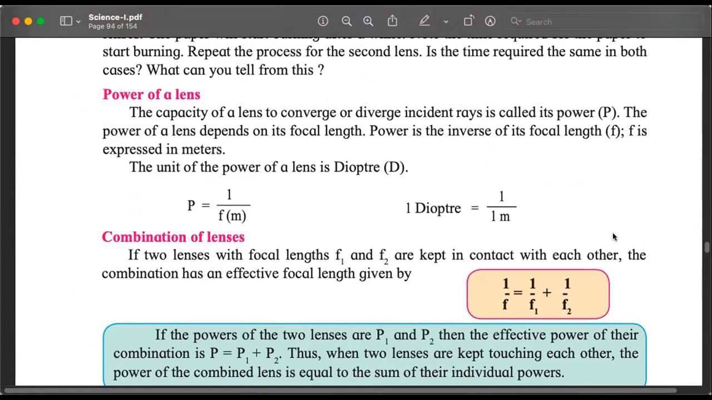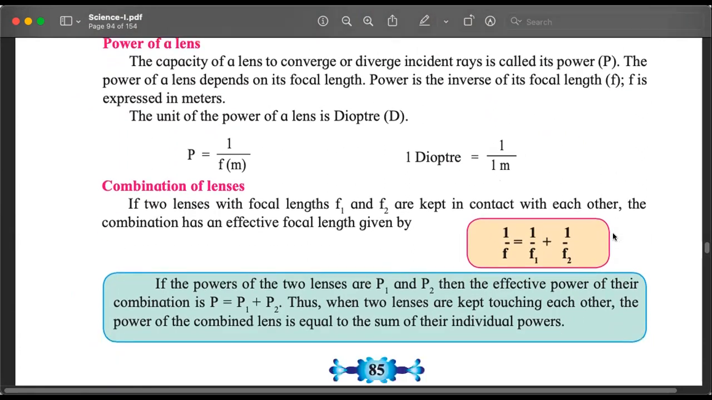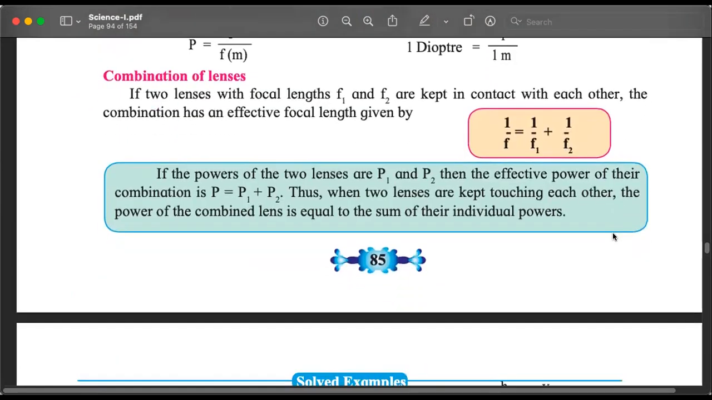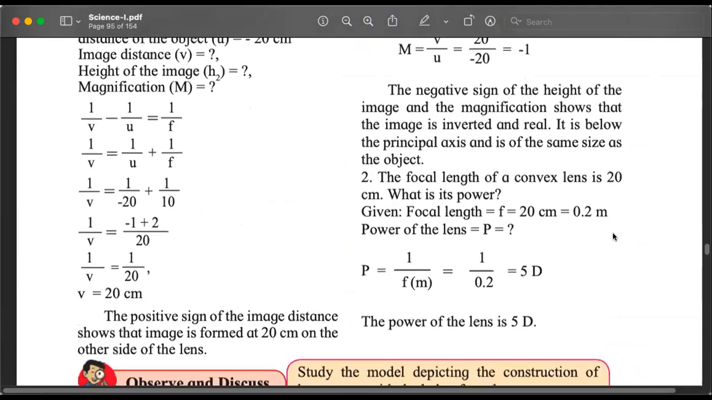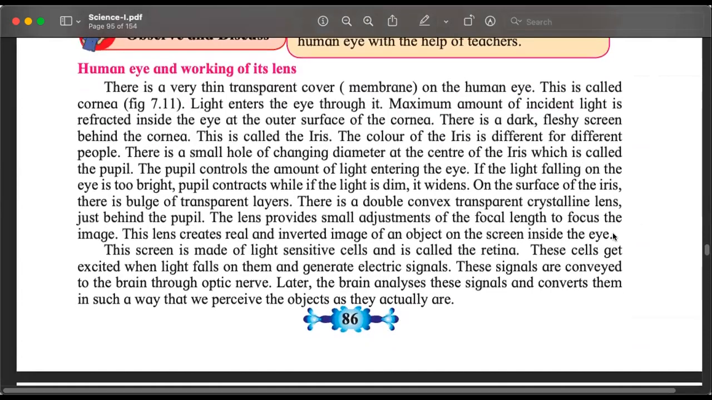Not just one lens, but what happens when multiple lenses are combined. This will be the end of the theory for this chapter. In the next class, we will complete this. And then what follows is all practice.